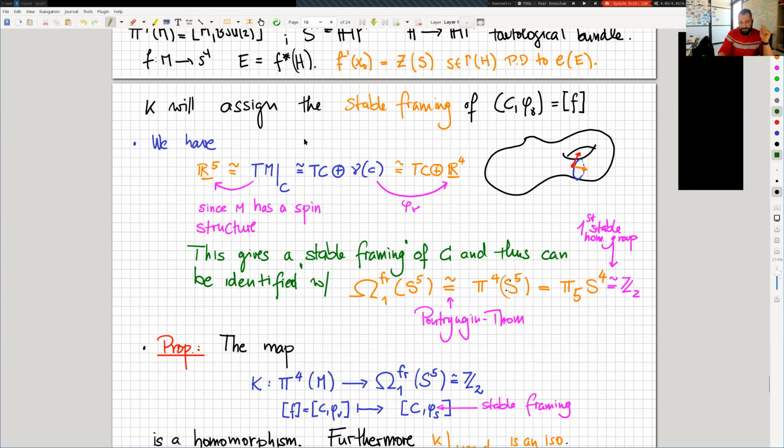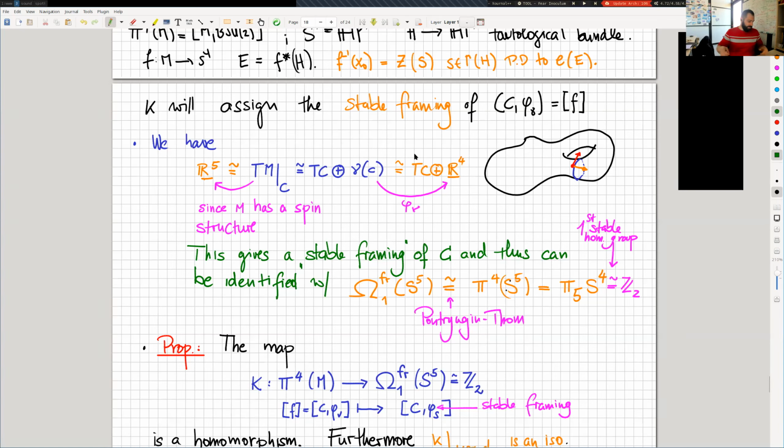If I go to the right side, I know the tangent bundle of M over C splits into the tangent bundle of C plus its normal bundle. And I have a framing coming with my F. This framing gives me an identification of this normal bundle with R4, a four-dimensional trivial bundle. And what I have now is an isomorphism of the trivial bundle of dimension 5 with this bundle here. And this isomorphism is usually called a so-called stable framing.